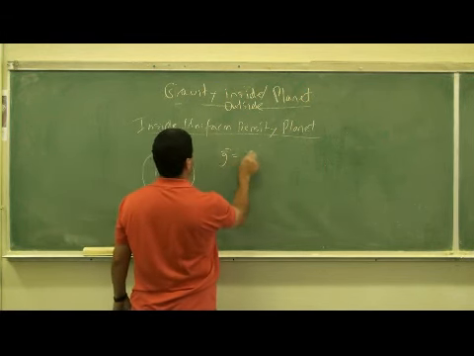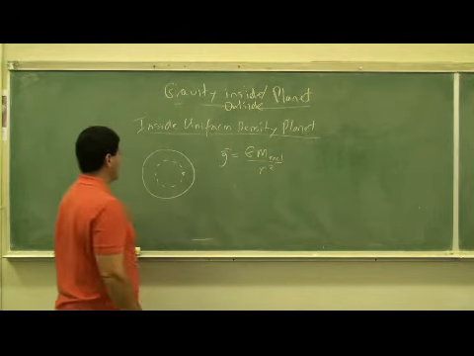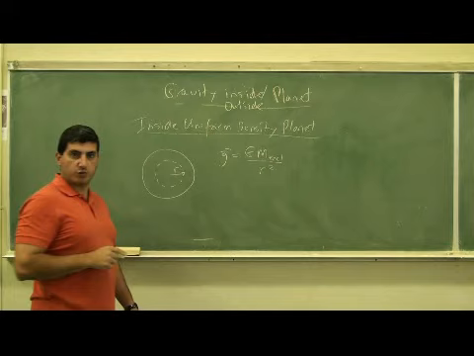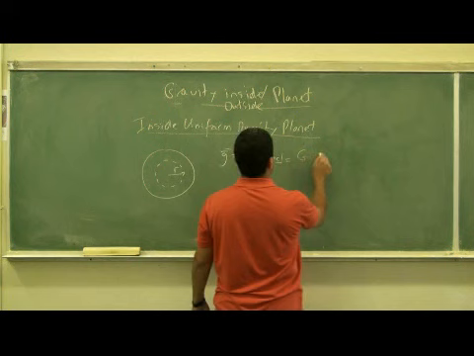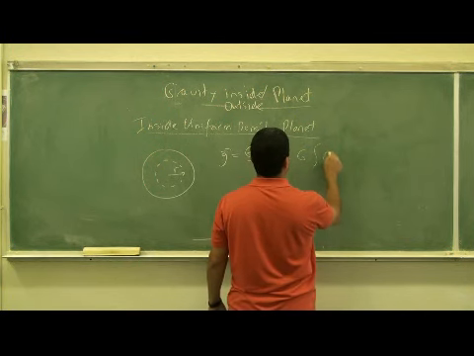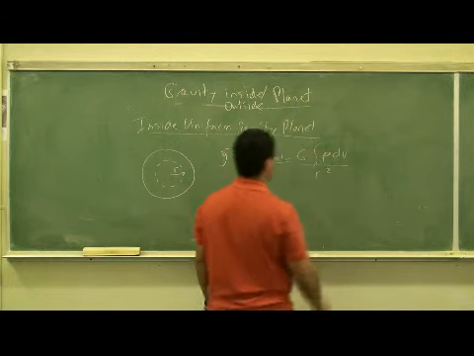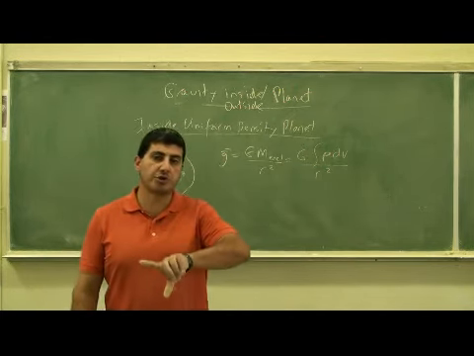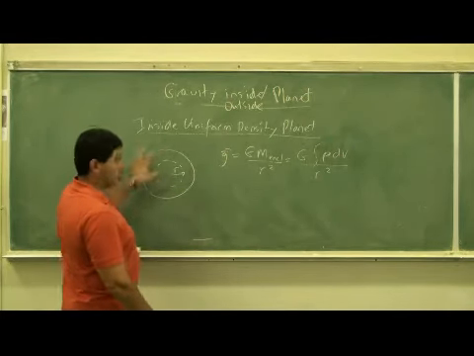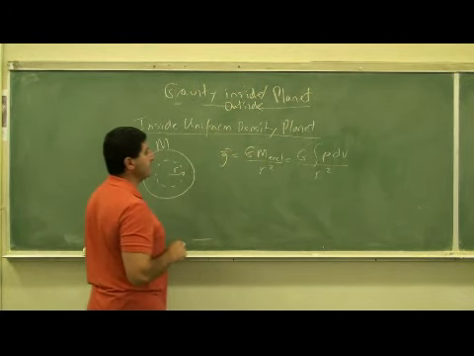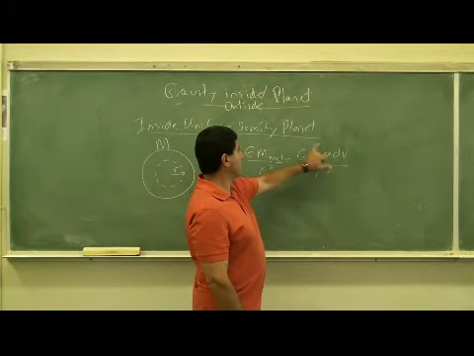So g is going to equal Gm enclosed over r squared, where r is whatever your distance is from the center. The mass enclosed is going to equal the integral of the density times dV. So we need to find out how much mass is enclosed inside of little r as compared to the total mass of the planet. Okay? So if the density is constant, then it comes out of the integral.